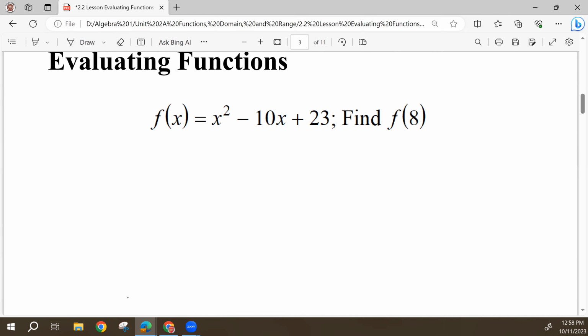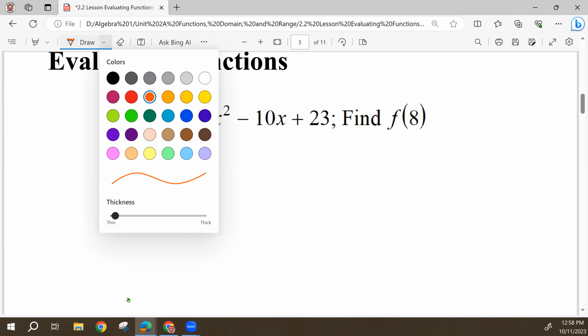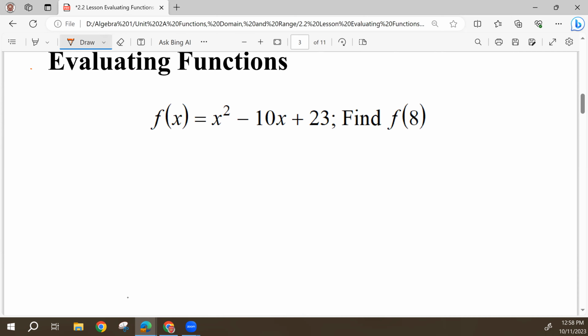I'd like to note that sometimes if we're talking about several functions at once, we start using different letters. So you might see at some point g of x or h of x. Those are just different names for the functions. We typically name functions using the letter f for function. But if we have a few of them we're talking about at the same time, then we give them different names to show that they are unique.